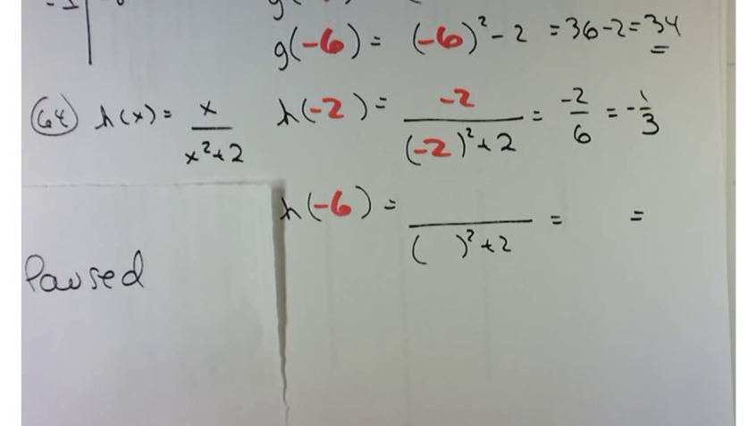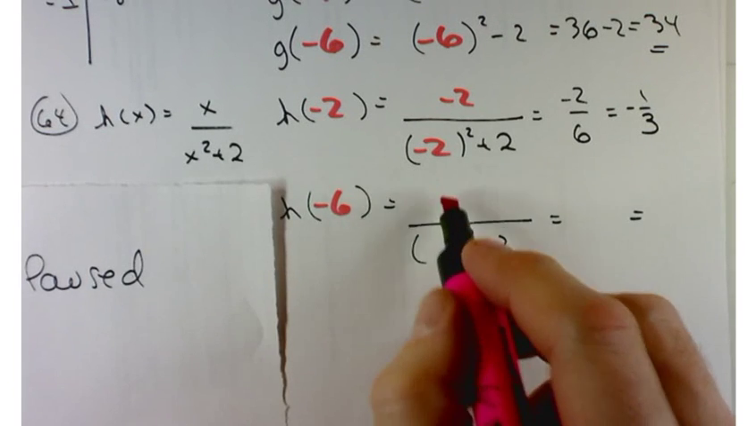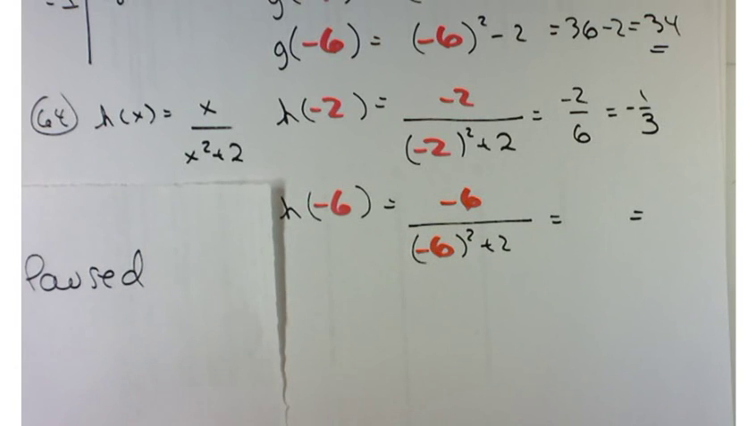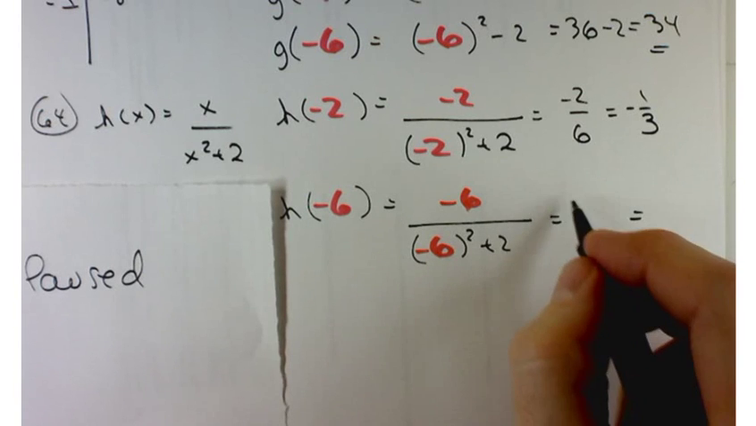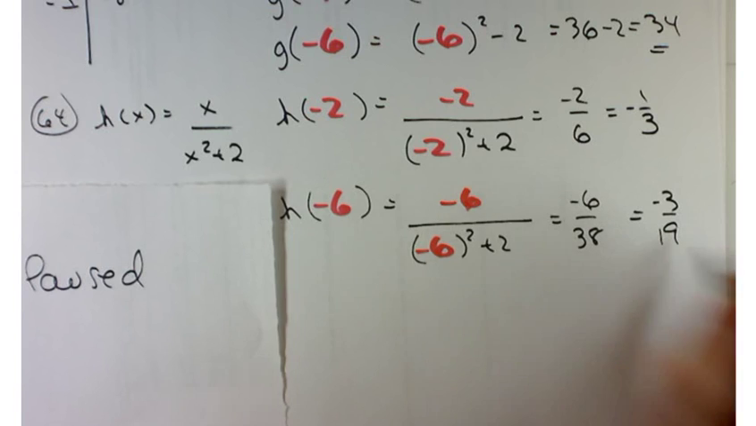H of negative 6. Remember to put it in lowest terms. If your number in the numerator and number in the denominator both are even, that means it's divisible by 2. Okay, so negative 6 over negative 6 squared plus 2 is negative 6 over 38, or negative 3 over 19.